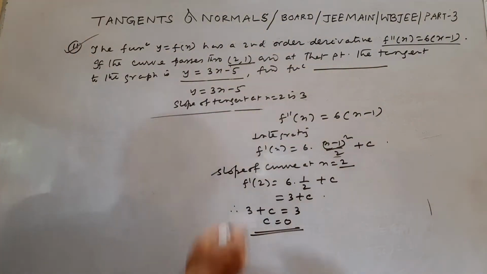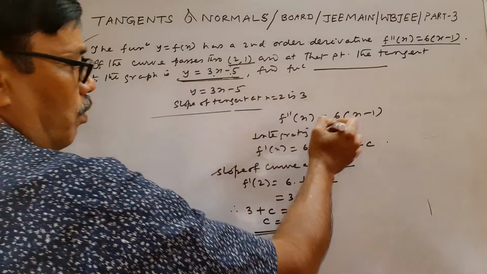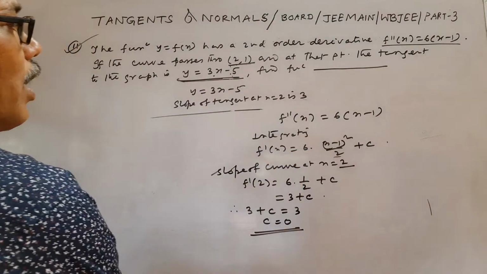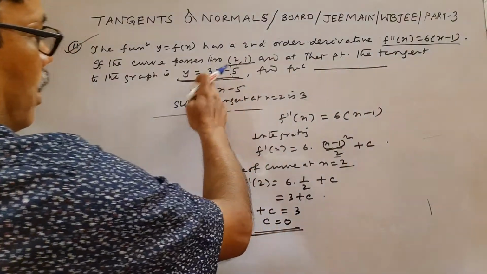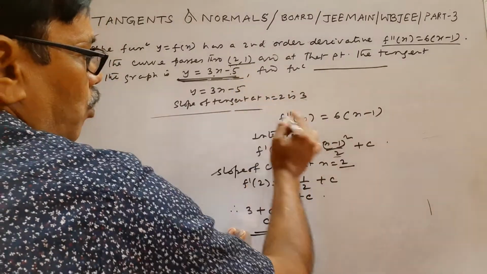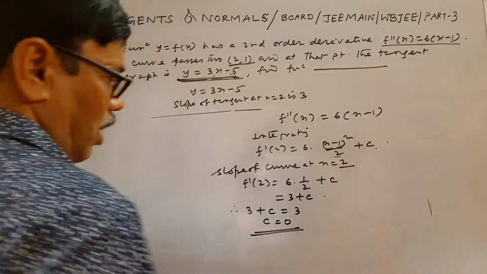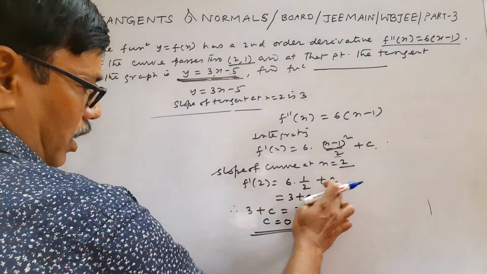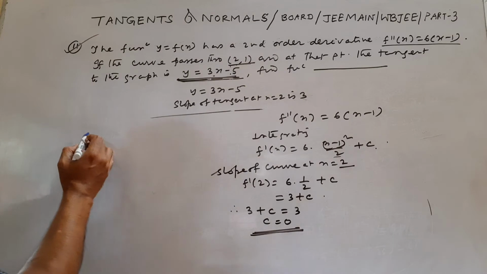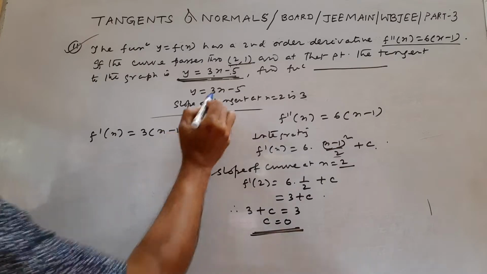Listen again. The tangent is 3x minus 5, so the slope is 3. Now the slope of the curve at (2, 1): at that point, this is the equation of the tangent, so at x equals 2 the slope is 3. The slope of the curve is 3 into (x minus 1) whole square plus c, but at x equals 2 we get 3 plus c. So, equating, we get c. So f dash x equals 3 into (x minus 1) whole square.